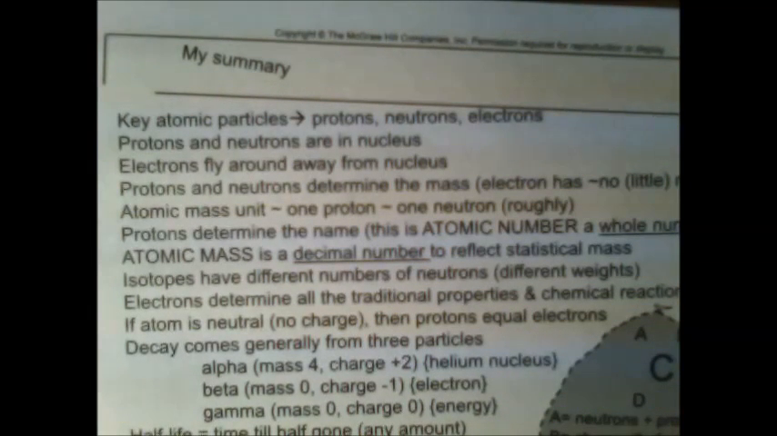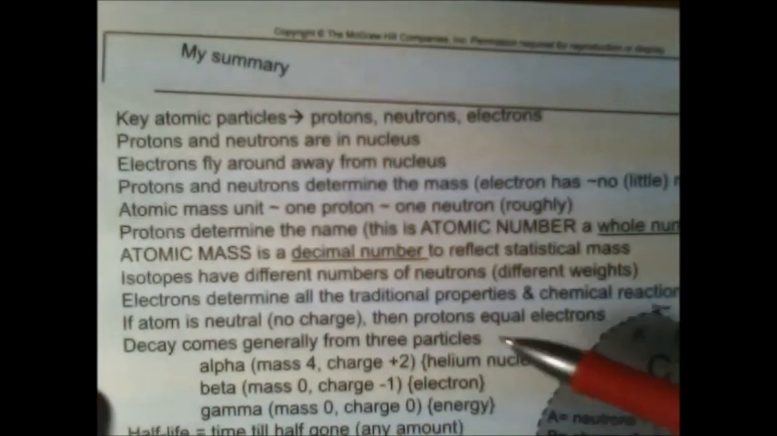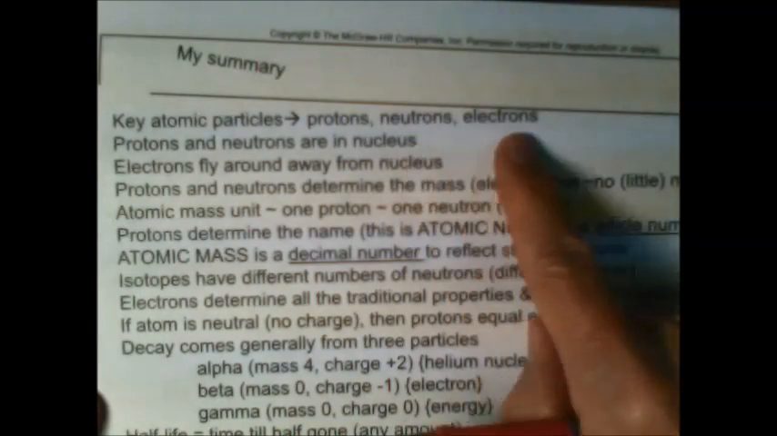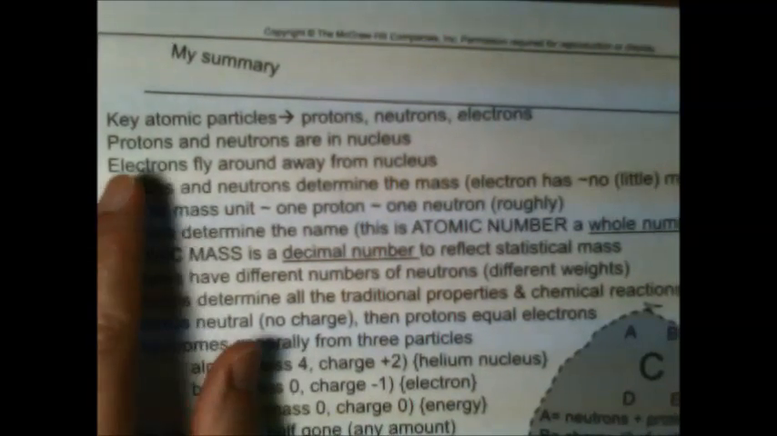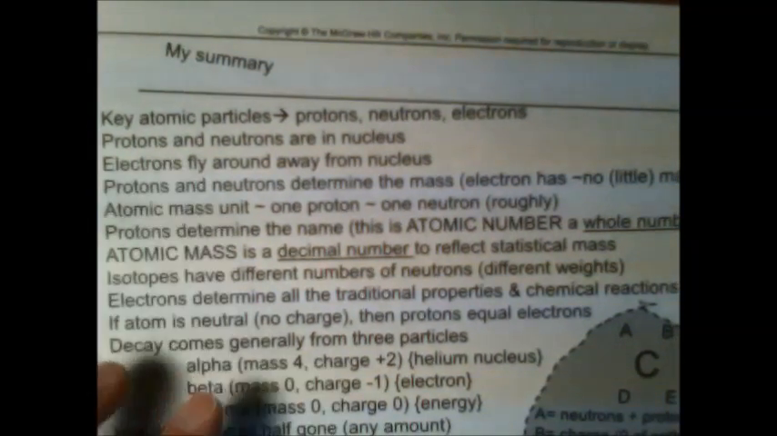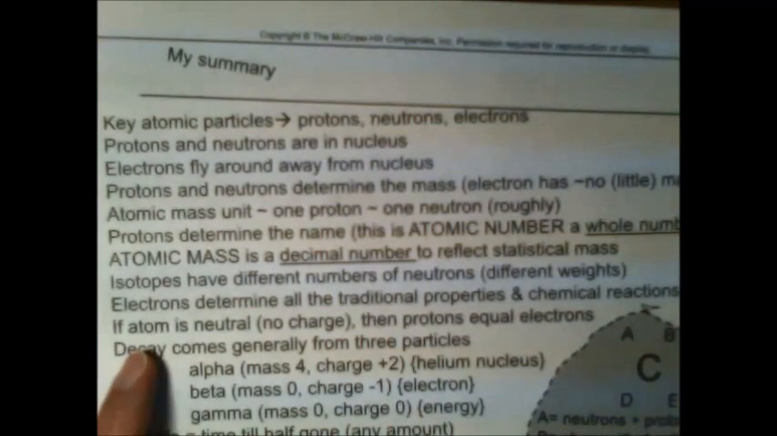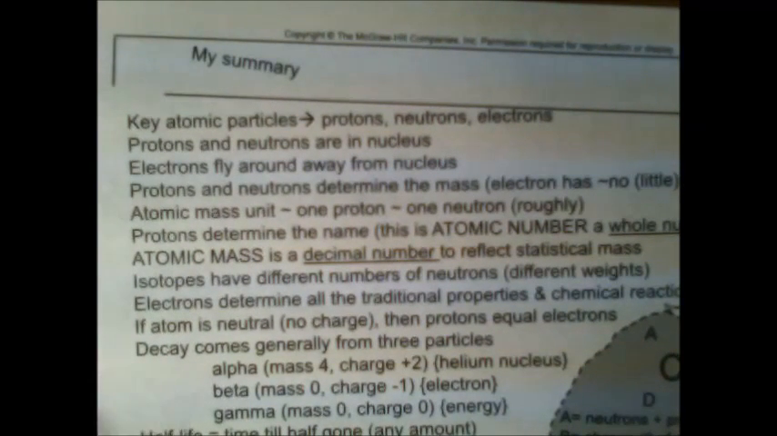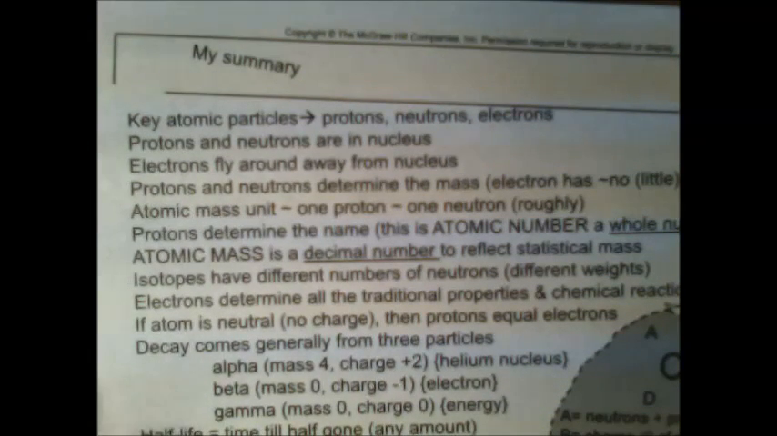Some of the key points are the key atomic particles that we'll be describing and discussing: protons, neutrons, and electrons. We need to know that the protons and neutrons are in the nucleus. The electrons fly around outside the nucleus, statistically in different orbitals that we'll get into later, but they're not fixed orbitals like planets around the sun. They are statistically generally going to be in certain places.